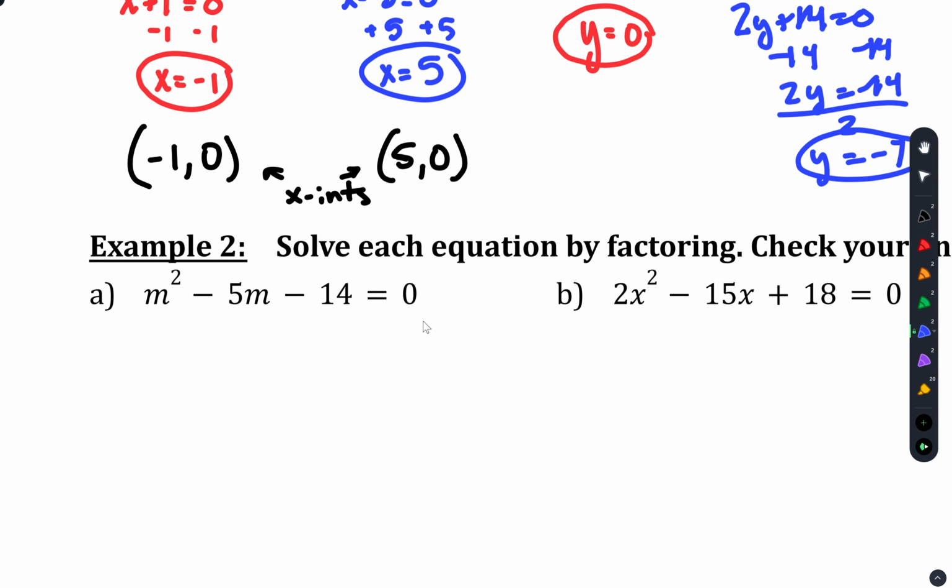Take a look at A. What you're going to notice, the first thing that I see is that this equals 0. We haven't seen those in our factoring problems yet. You need to keep an eye out for these things saying equals 0. They have to say equals 0 before we do anything else. Everybody understand that? Yes? Okay.